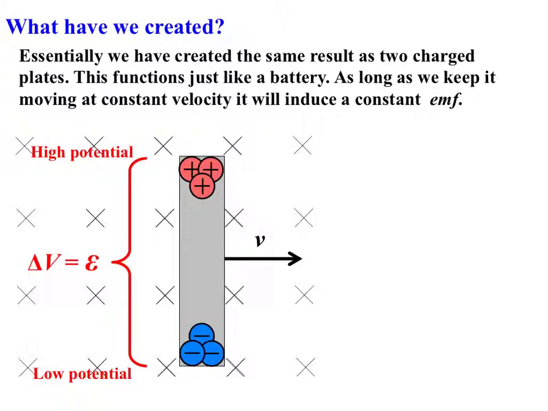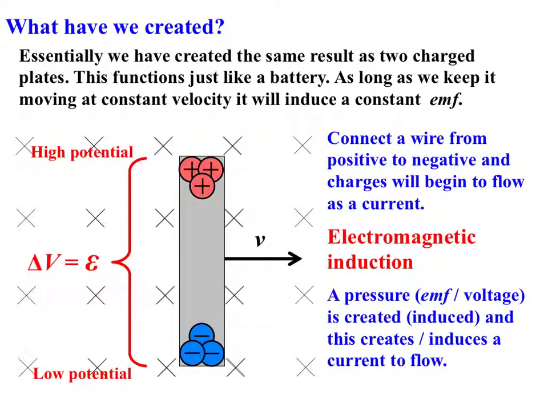So if you think about this, this is essentially the same result as two charged plates. Again, this functions like a battery. As long as we keep it moving at a constant velocity, it would induce a constant EMF. So if we connect a wire from the positive to the negative, charges are going to begin to flow as current. This is called electromagnetic induction.